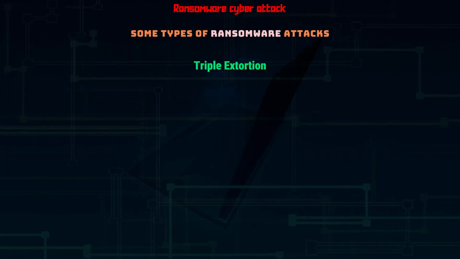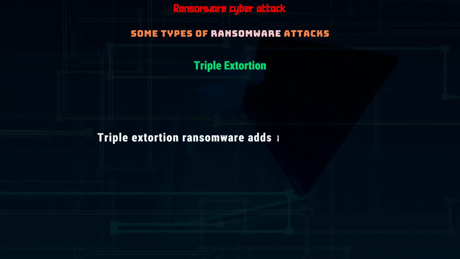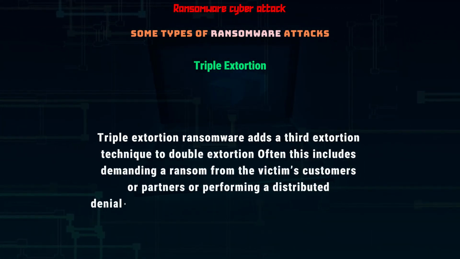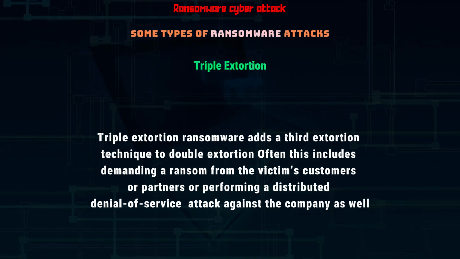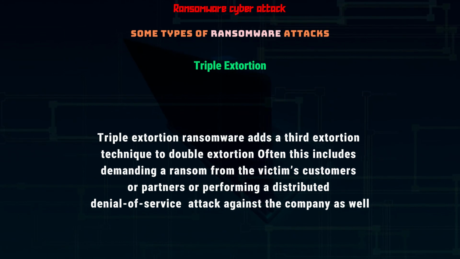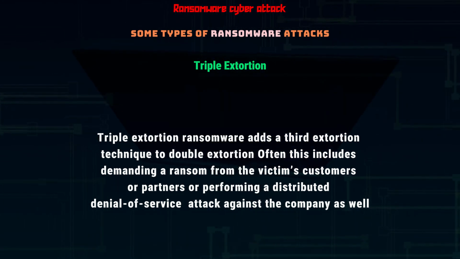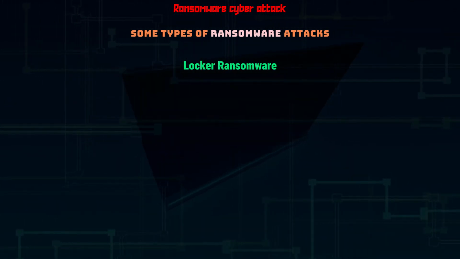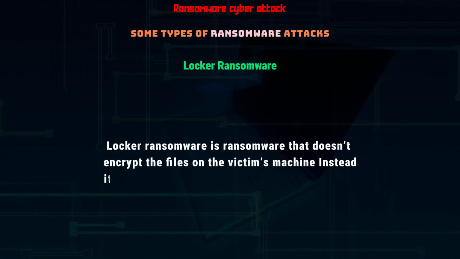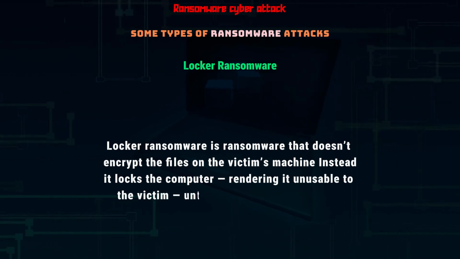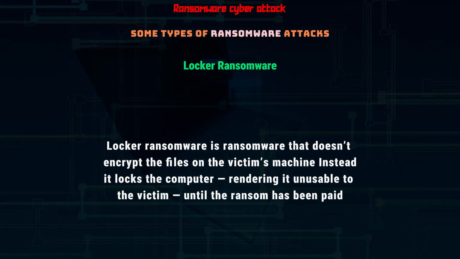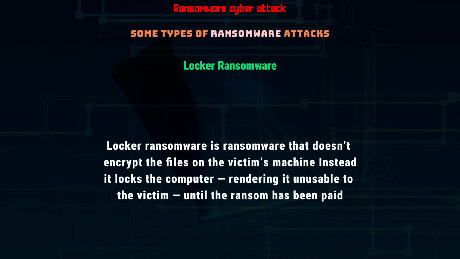Triple extortion. Triple extortion ransomware adds a third extortion technique to double extortion. Often, this includes demanding a ransom from the victim's customers or partners or performing a distributed denial-of-service attack against the company as well. Locker ransomware. Locker ransomware is ransomware that doesn't encrypt the files on the victim's machine. Instead, it locks the computer, rendering it unusable to the victim until the ransom has been paid.